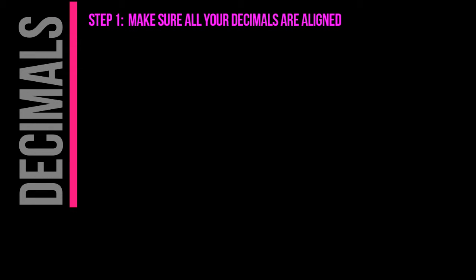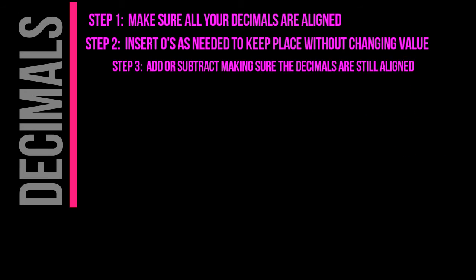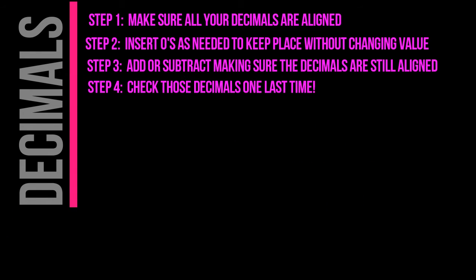So we're going to start with adding and subtracting decimals. The first step is to make sure that all your decimals are lined up, and if they're not, you're definitely going to get this problem wrong. The second step is to add zeros if needed. You don't do this in every problem, but you do in some problems. Our third step is to add or subtract and make sure that your decimals are aligned. The fourth step is to check that decimal alignment one more time.